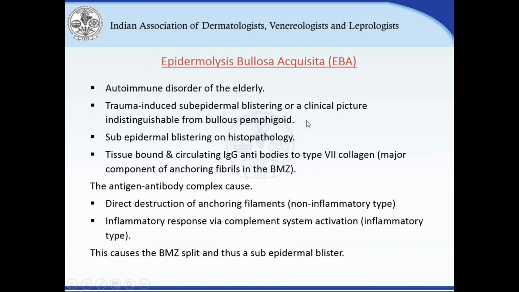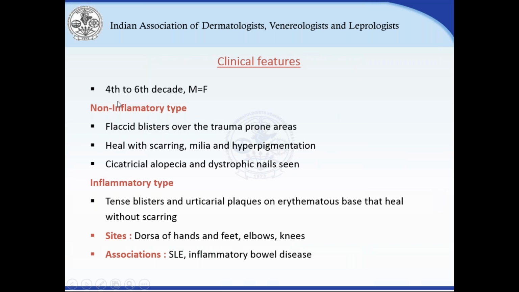The antigen antibody complex causes direct destruction of anchoring filaments, and there may be an inflammatory response by complement system activation in an inflammatory type. This causes the basement membrane zone to split, and there are subepidermal blisters. This is generally seen in the 4th to 6th decade. Now, flaccid blisters over trauma prone areas in the non-inflammatory type. In the inflammatory type, you have tense blisters. In the non-inflammatory type, you have healing with scarring, milia, and hyperpigmentation.